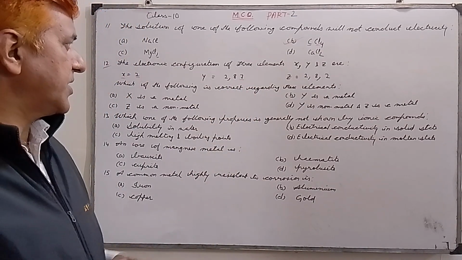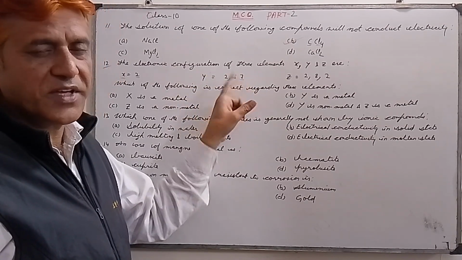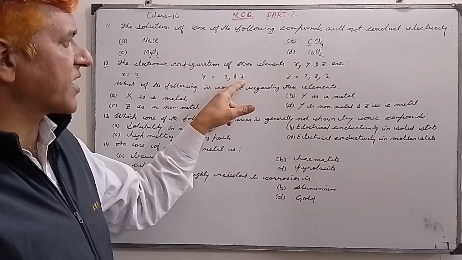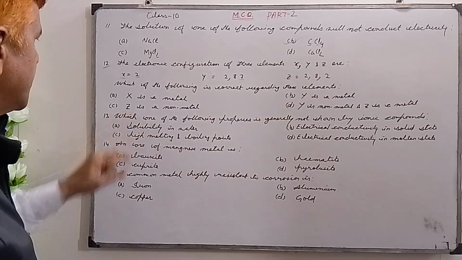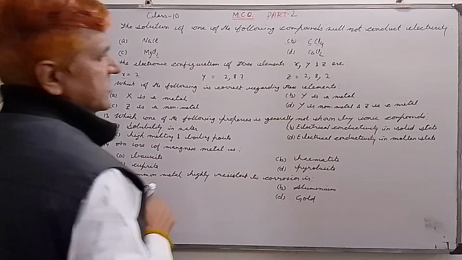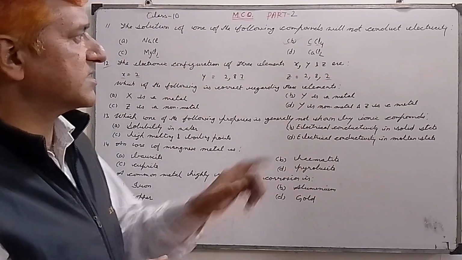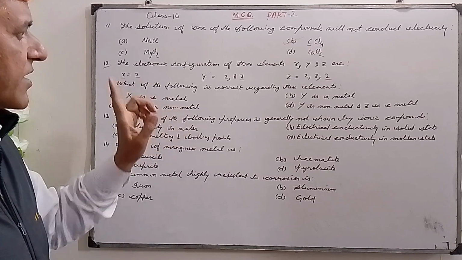So my dear students, metal is that element in which in the outermost shell we have 1, 2 or 3 electrons. So here we have 7 electrons, so this is a non-metal. So Y is a metal, this is also incorrect. Z is a non-metal? In the outermost shell of Z we have 2 electrons, so this Z is actually a metal. Here it is given that Z is a non-metal, so this is incorrect.